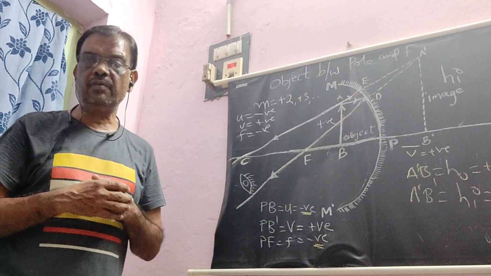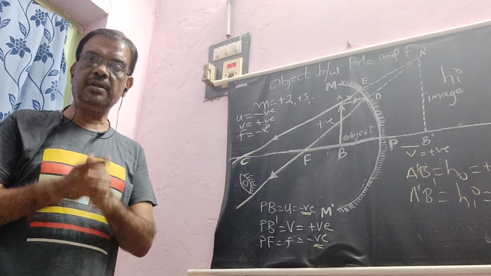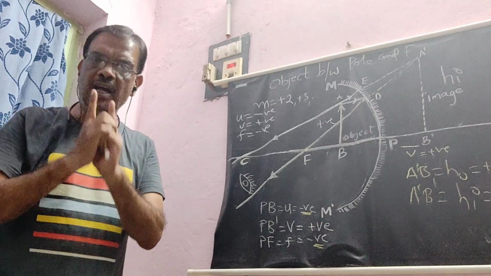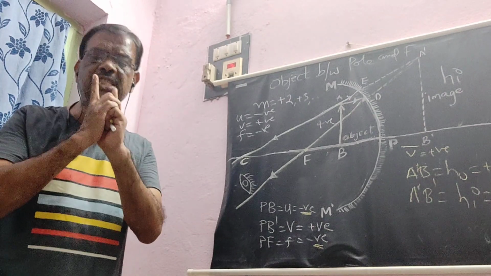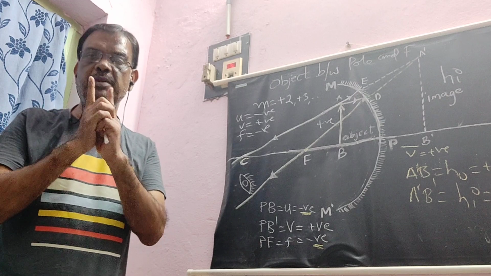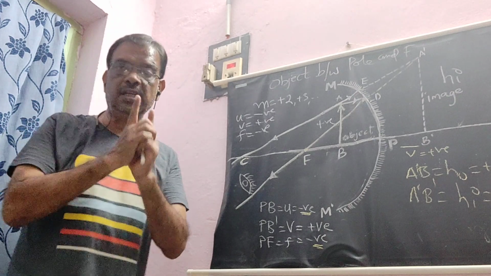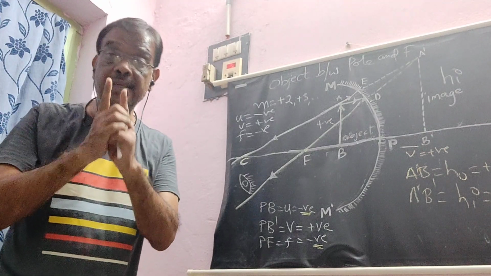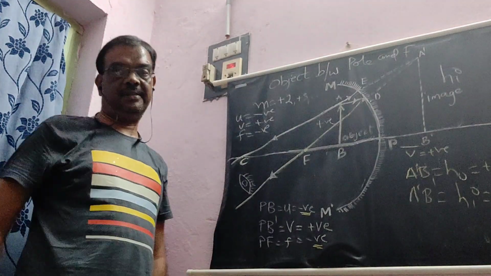In case of concave mirror, the converging mirror forms a virtual, erect, enlarged image only once, when the object is placed between pole and focus. The other statement is when the object distance is less than focal length.